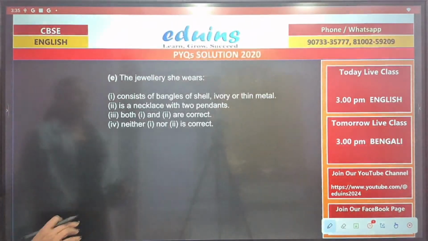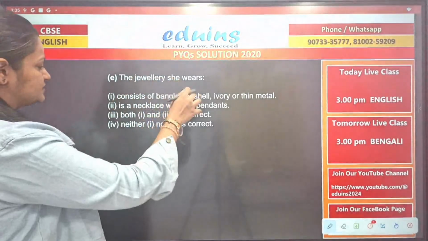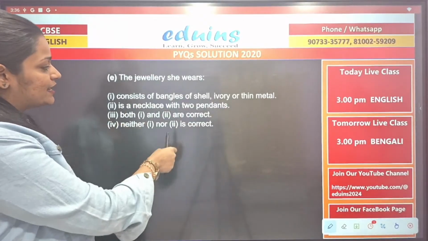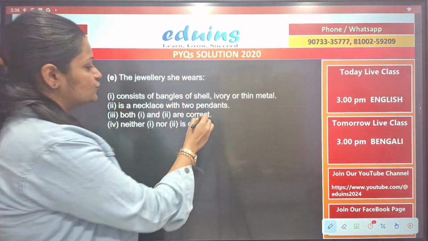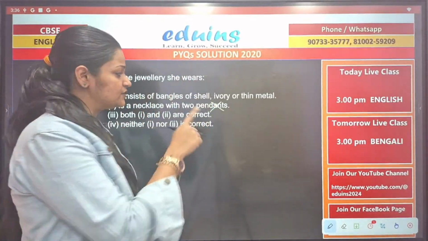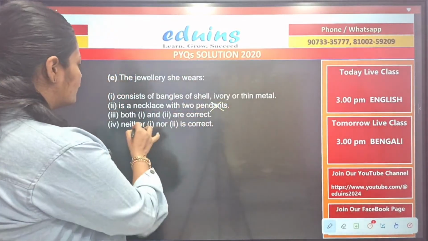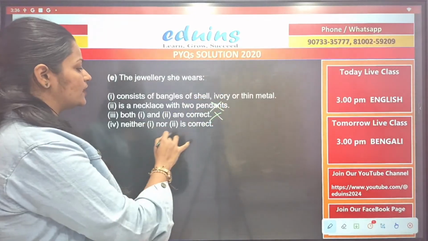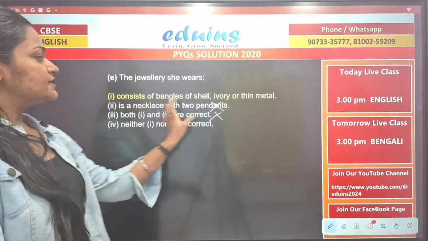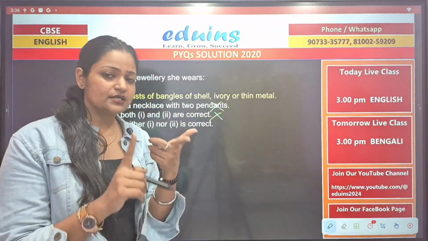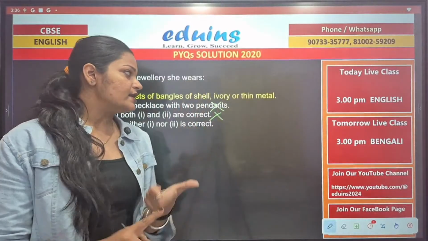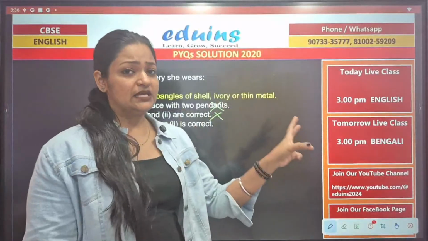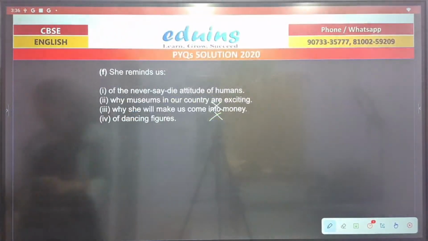The jewelry she wears: it consists of bangles of shell, ivory, or thin metal; it's a necklace with two pendants. No, this is not the answer, there were not two pendants, there were three. Both 1 and 2? No, because 2 is already incorrect. Neither 1 nor 2. So the correct answer is that it consists of bangles of shells, that is cowrie shells, whatever I taught you, and ivory or thin metal. This is the proper line we have seen in the passage also. Moving on to the next question.